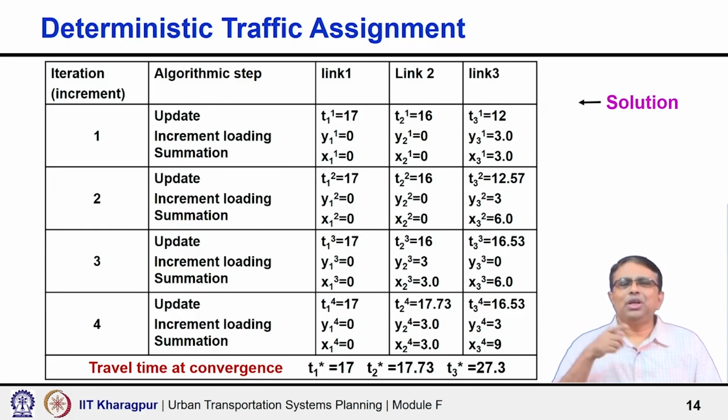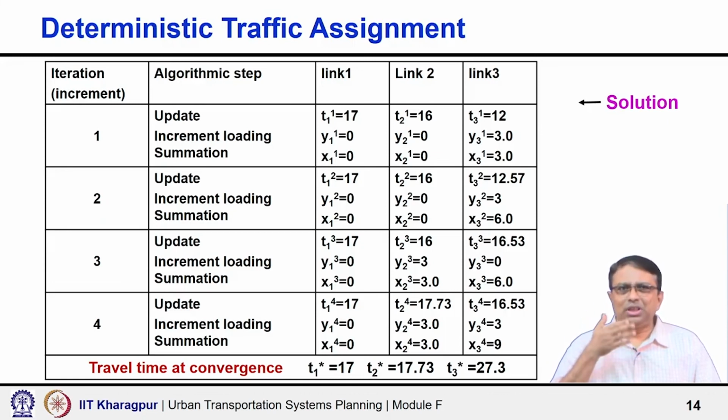Now, after this I go to step 2 and update the travel time. I find the 12 minutes has become 12.57, but still that is the cheaper. So, the next incremental loading is also done along link 3, and I calculate the summation. What you can see is 2 incremental loadings have gone to link 3, because link 3 remained the shortest path in both iterations. So, 6 units is the total flow now.